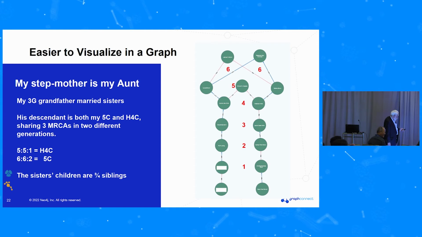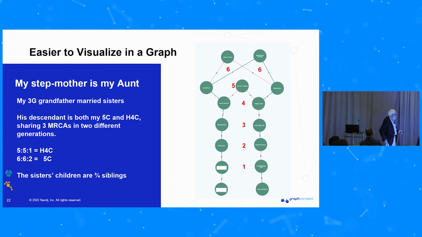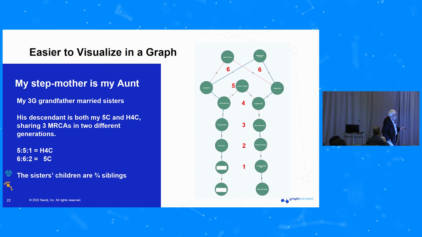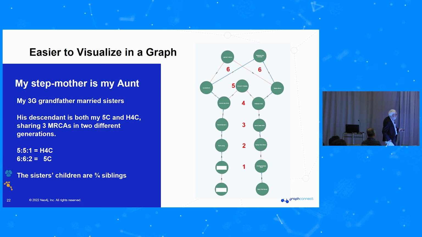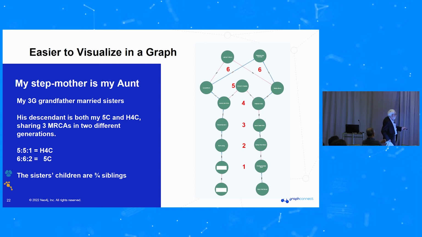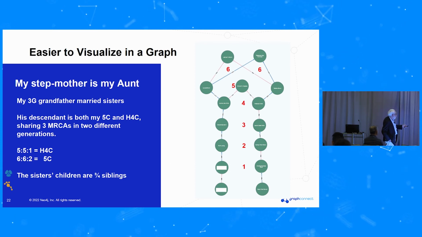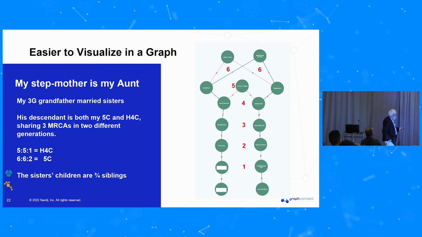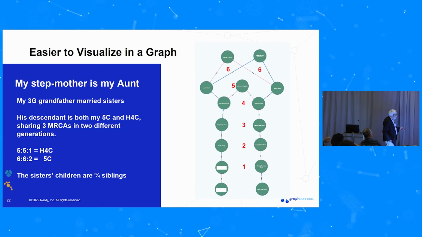Yeah. So here we can see how this works, right? We've got a path of 4 hops, 5 hops going up to this guy. That's the 5-5-1, because I've only got 1 ancestor there. And the other way, we've got 6 hops back up to 2 common ancestors. So that's why I'm both her half-fourth cousin and 5th cousin.